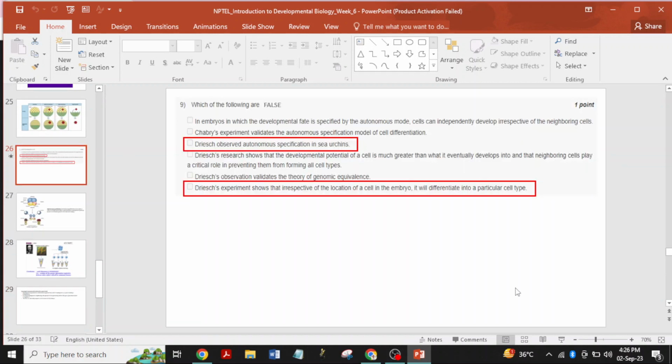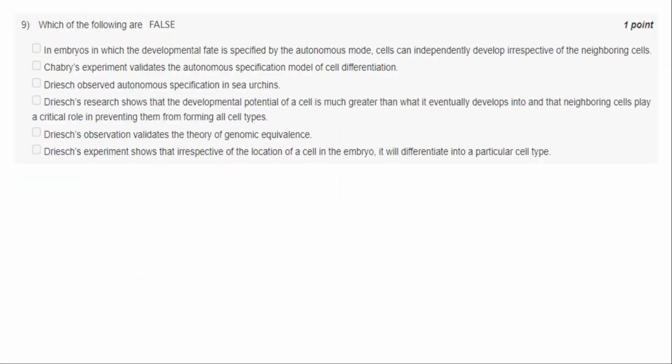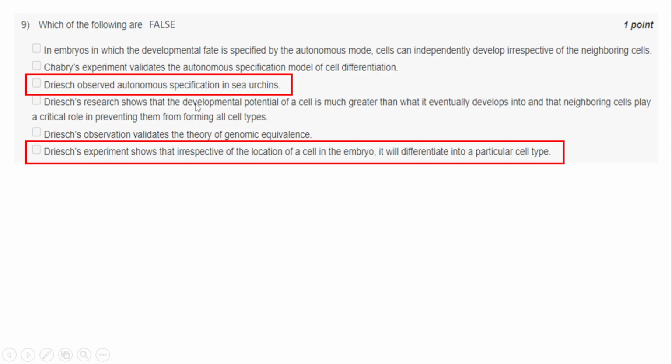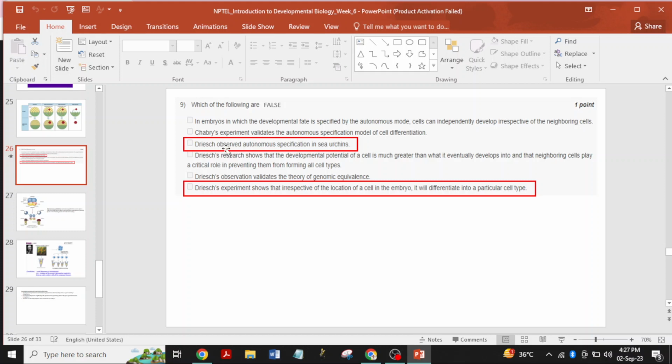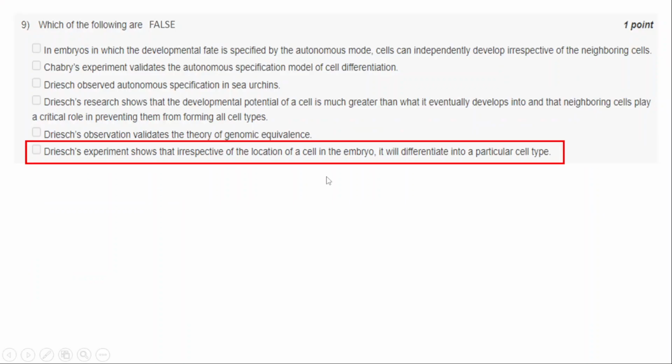Let me try again. I think I have marked the answer wrongly, because Driesch observed autonomous specification in sea urchins is correct, because each blastomere when separated did form a full organism in sea urchin. Only the last option is false. But I think I have wrongly marked the third option. Let me just remove this. Yes, this will be the correct answer.